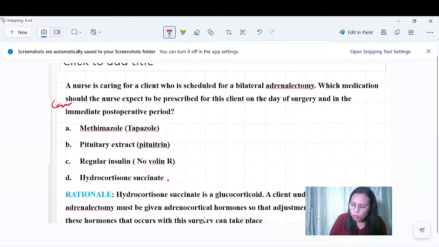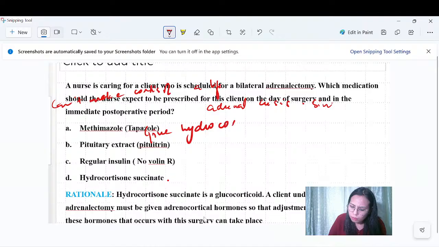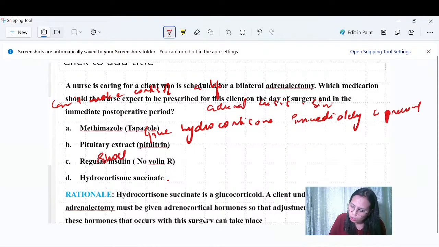After the bilateral adrenalectomy, the body cannot make the cortisol. Okay, cortisol is the life-saving hormone, right? So without it, patients can go into adrenal crisis. Since both adrenal glands are removed, cortisol levels drop to zero. So we must give hydrocortisone immediately to prevent shock.